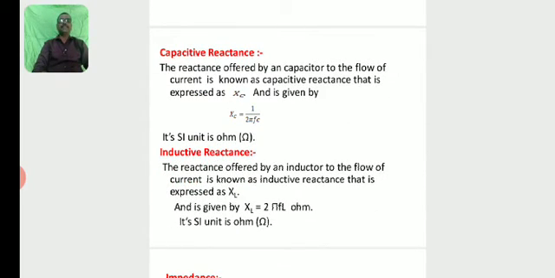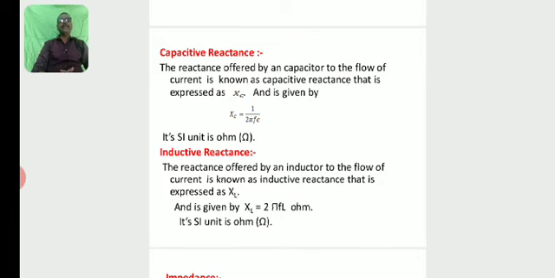Capacitive reactance. The reactance offered by a capacitor to the flow of current is known as capacitive reactance. It is expressed by the letter Xc and is given by Xc is equal to 1 by 2 pi f c. The SI unit of capacitive reactance is ohm.